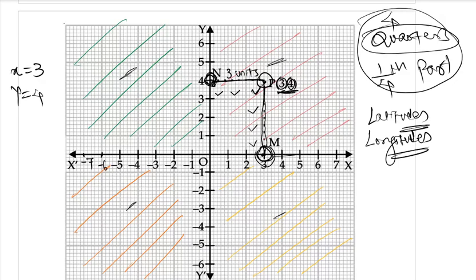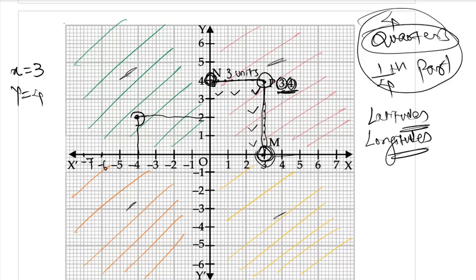Let me take another example and show you in this graph itself. Okay, I'll take one example. I'm drawing lines for your reference.